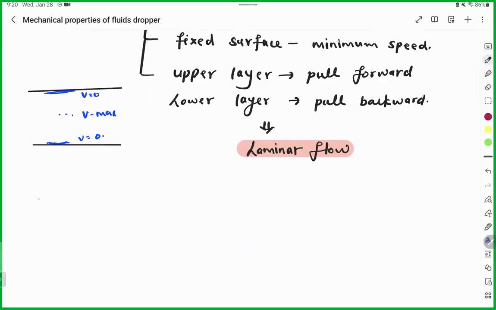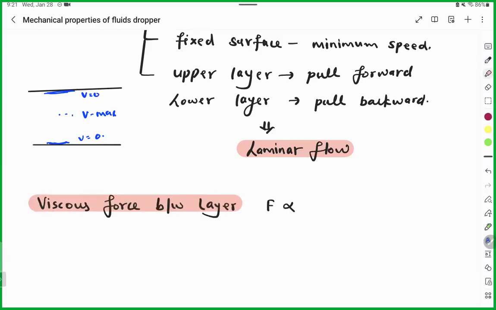Okay. So if you calculate the viscous force between the two layers, Pratigya, what are the factors in your opinion? What are the factors on which this viscous force will depend? Huh?